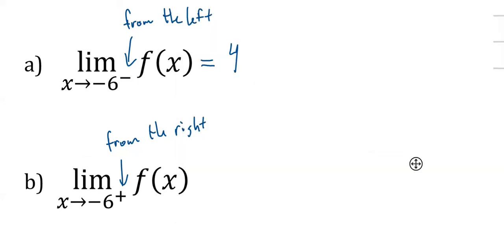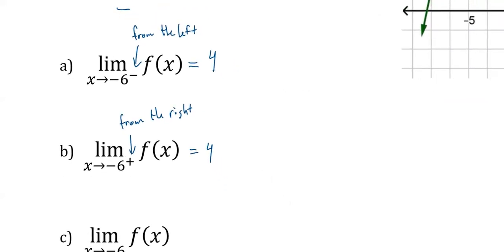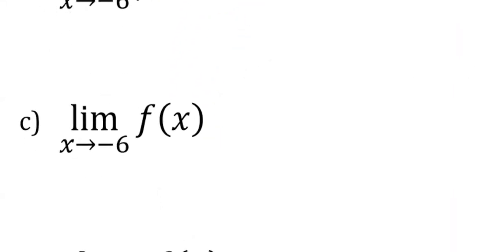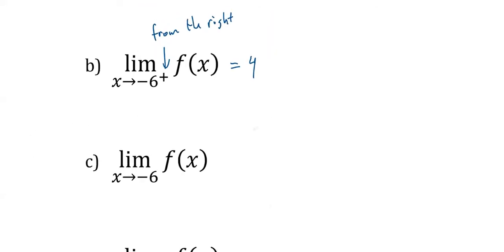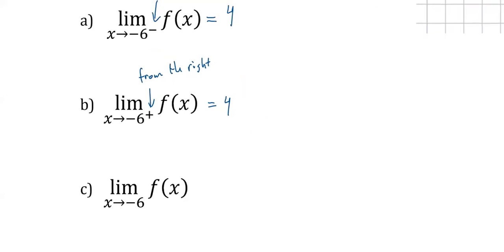4. You're like, sir, this is really simple. What the heck are you even talking about? That's true. That's really easy. So what does this one say? The limit as x approaches negative 6 of f of x, not from the left, not from the right, just the limit as x approaches negative 6 overall. What do you think it might be?